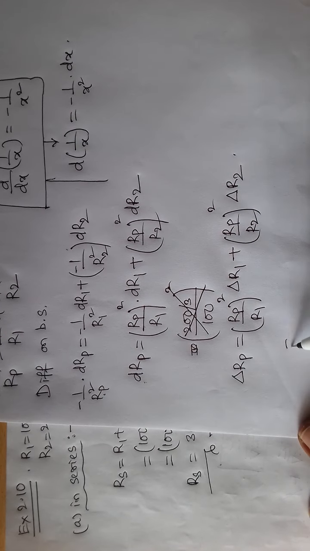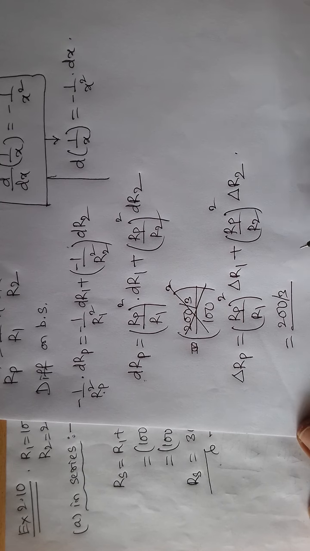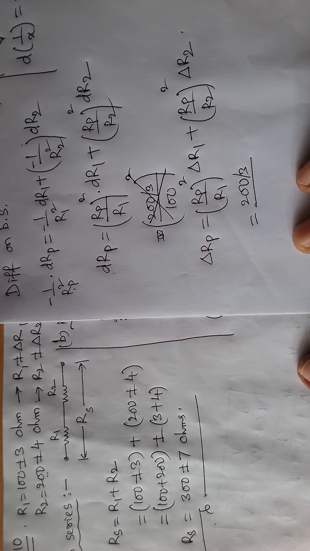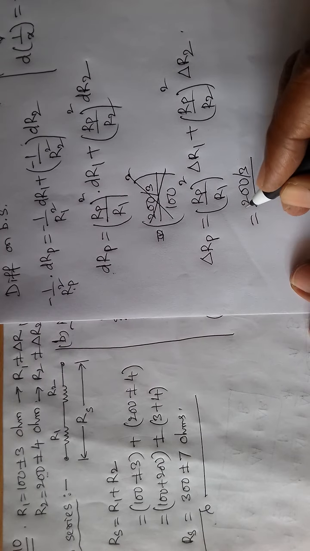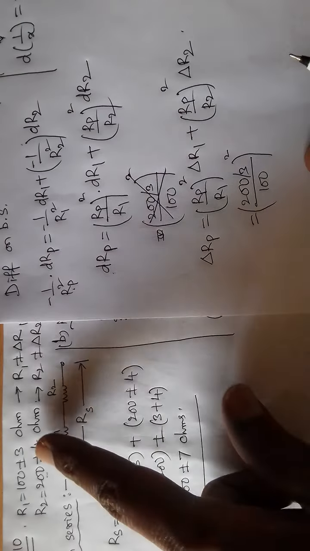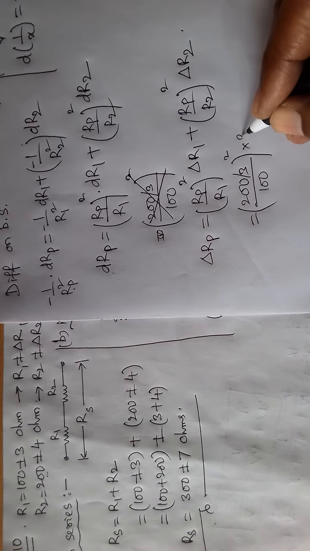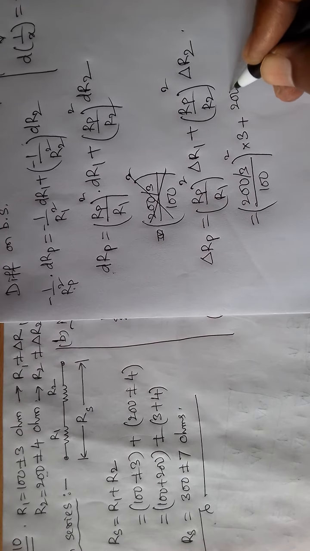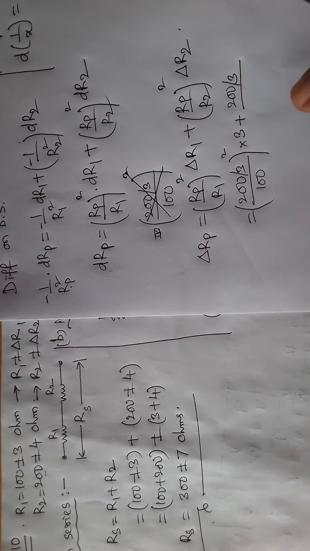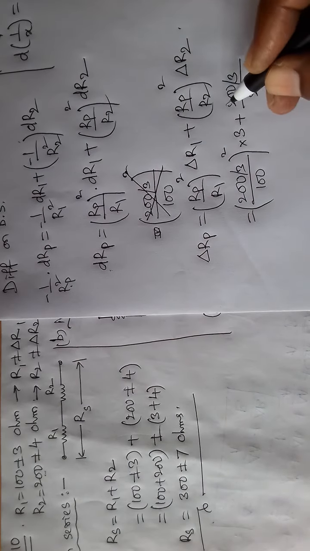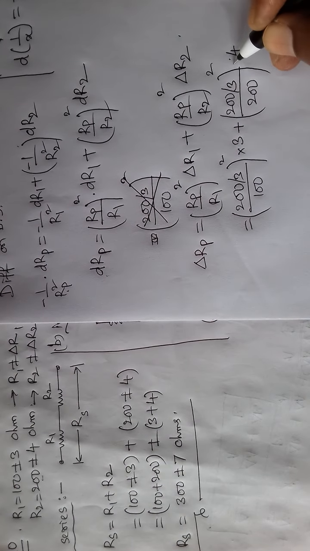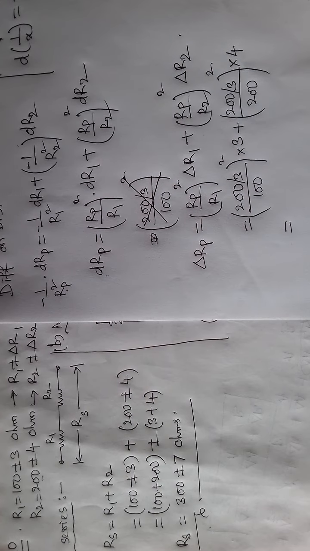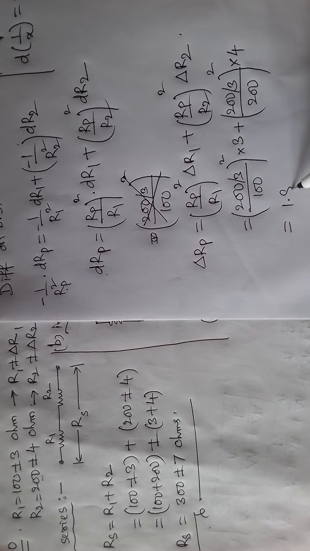Now substituting the values, Rp value 200 by 3 divided by R1 mean value, you see here R1 value 100, whole square, delta R1 value 3, plus or minus Rp 200 by 3 divided by R2 mean value, here you see 200, whole square, delta R2, error in R2 how much? 4. Substituting here we get 1.8.